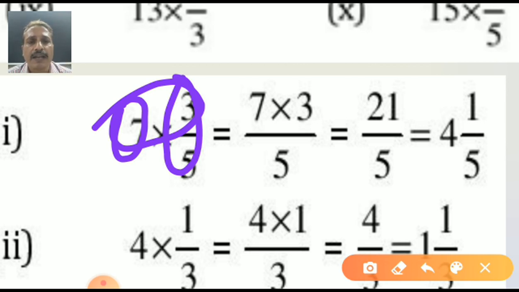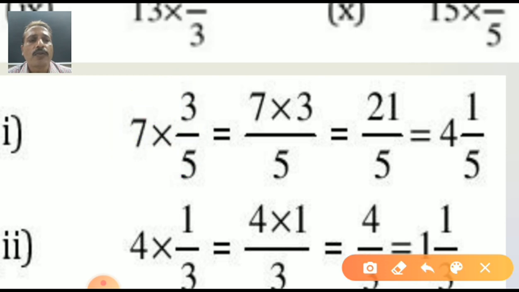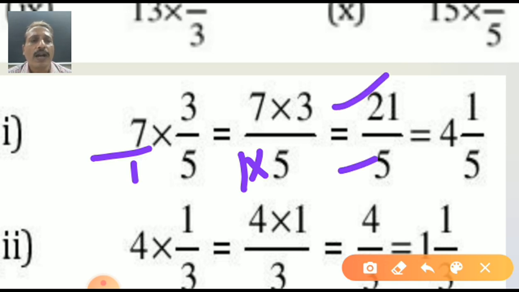Both are in multiplication. Multiply means numerator, not 7 alone. 7 alone is not there. 7 upon 1 is there, student. So numerator with numerator multiply, denominator with denominator multiply. 7 into 3 is 21 and 5 ones are 5. Now convert this improper fraction into a mixed number.